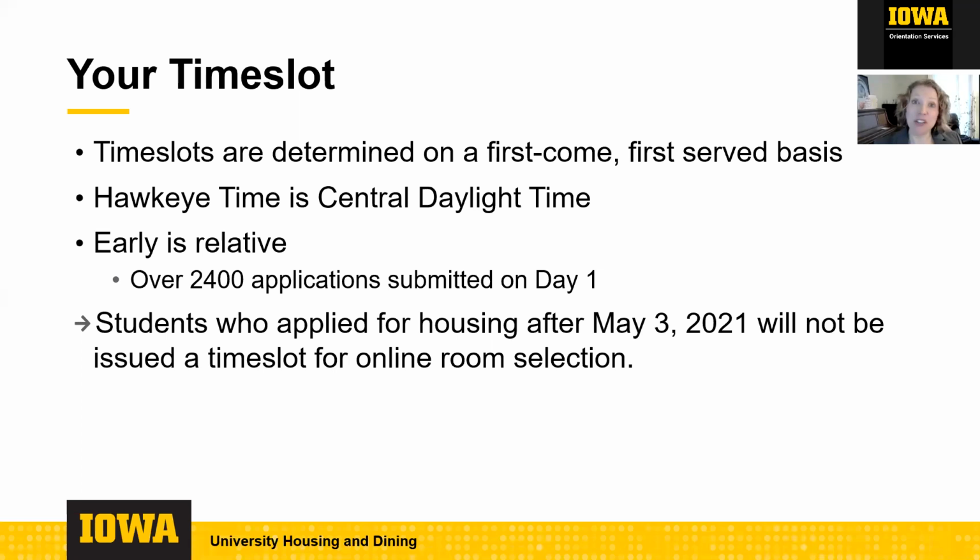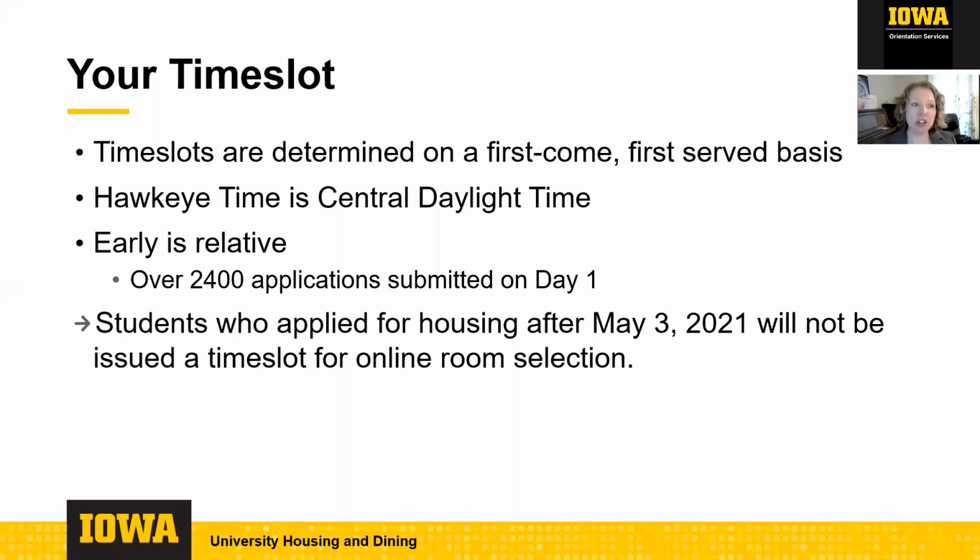I want to make sure that everybody knows you were provided with not only your time slot, but exactly what Hawkeye you were in applying for housing. And it's important to keep in mind that early is relative. We had over 2,400 Hawkeyes apply for housing on the very first day the application opened, and that was on January 7th. So we know that there are over 4,000 of you that will be selecting rooms. And so it will take a bit for us to work through that full batch of folks. Bear with us, be patient.